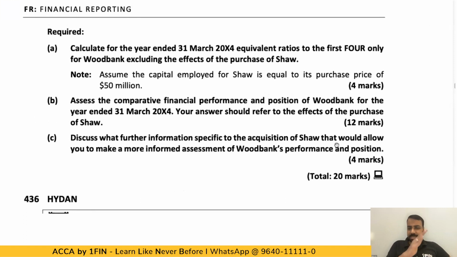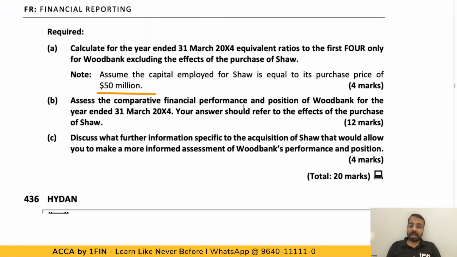So, the same question we have done in the class as well. You have to exclude the results of the subsidiary that has been acquired. After excluding, calculate a revised P&L. In the capital employed, exclude 50 million. See, this information was not given when we did the question in the class, but in the examination, they are extra careful to give you all the information.